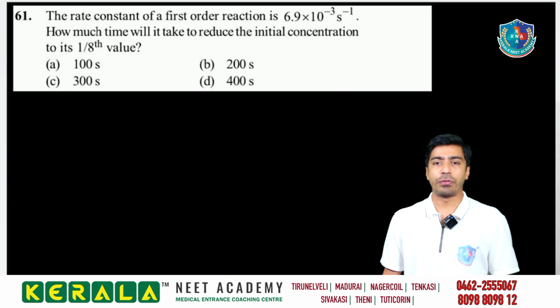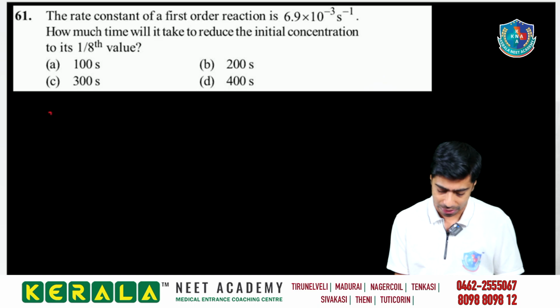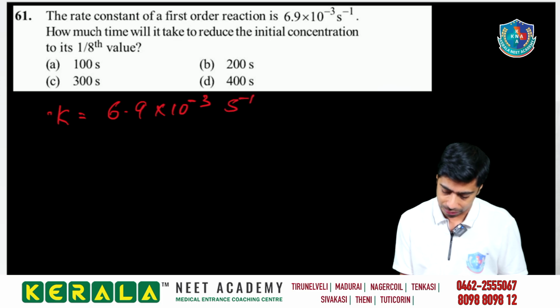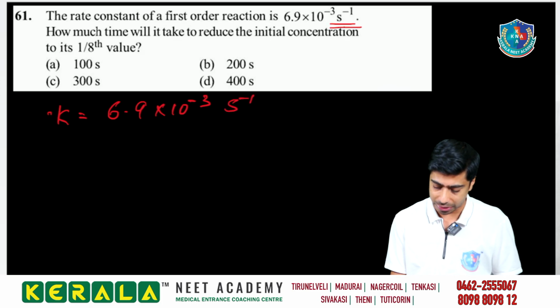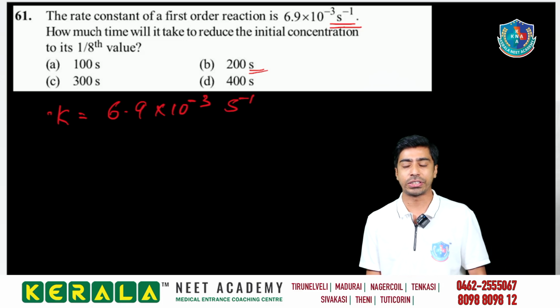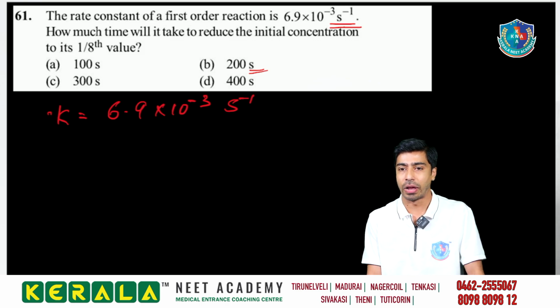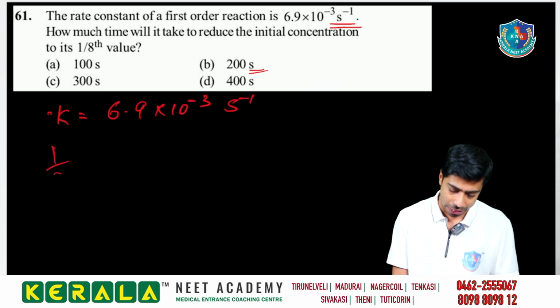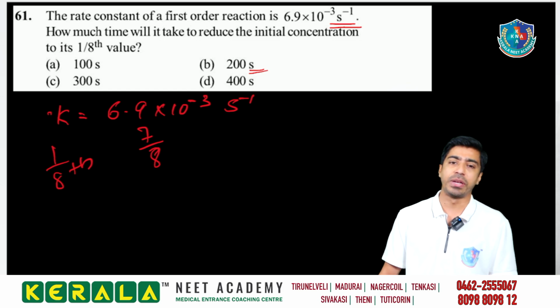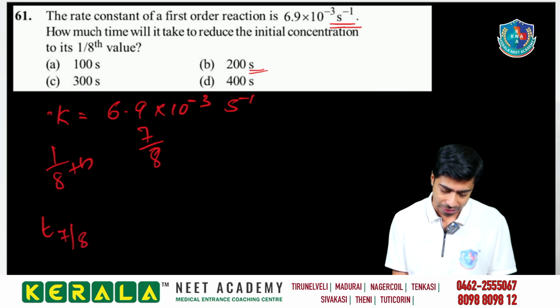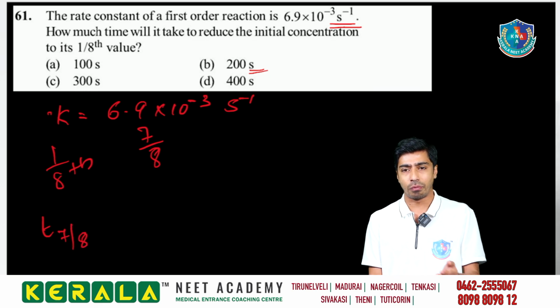Next one. The rate constant of a first order reaction is 6.9 into 10 to the power minus 3 second inverse. So rate constant K is given and it is mentioned it's a first order reaction. Take care, the unit is given as second inverse and in the answer also it is in seconds, so no need of any conversion. How much time will it take to reduce the initial concentration to its 1/8th value? Reducing to 1/8th value means 7/8 of the reaction must be completed. So we are calculating the time required to complete 7/8 part of the reaction because only 1/8 is left.